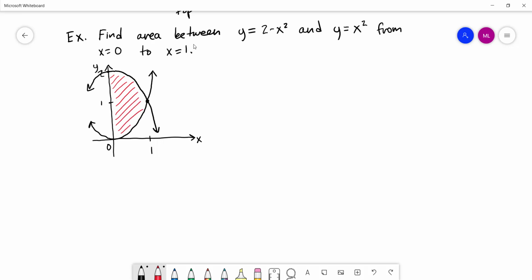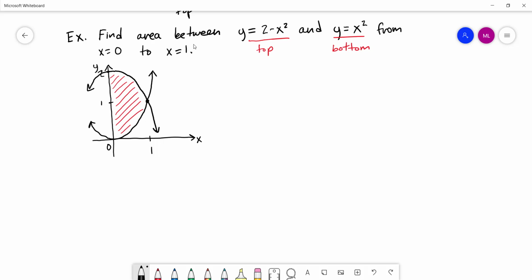So here is the area that we're trying to find. That is the shaded region. And it's clear that based on the way that we drew things, this function is the one that's on top, and this function is the one that's on the bottom. And so we need to use that as we plug into our formula.